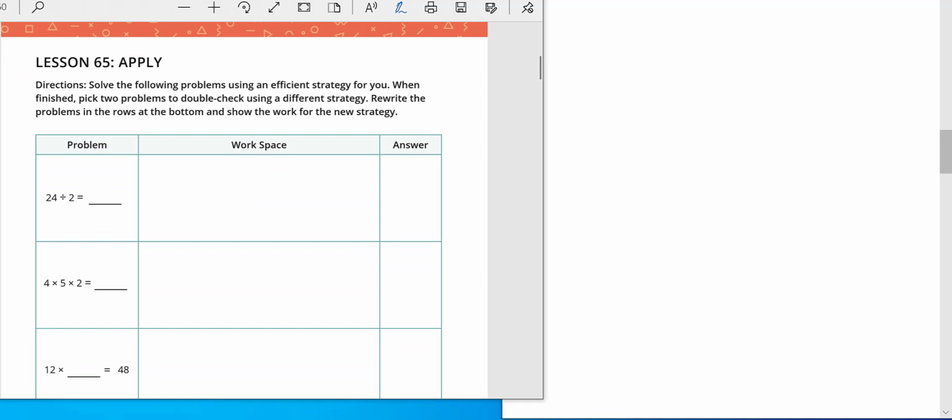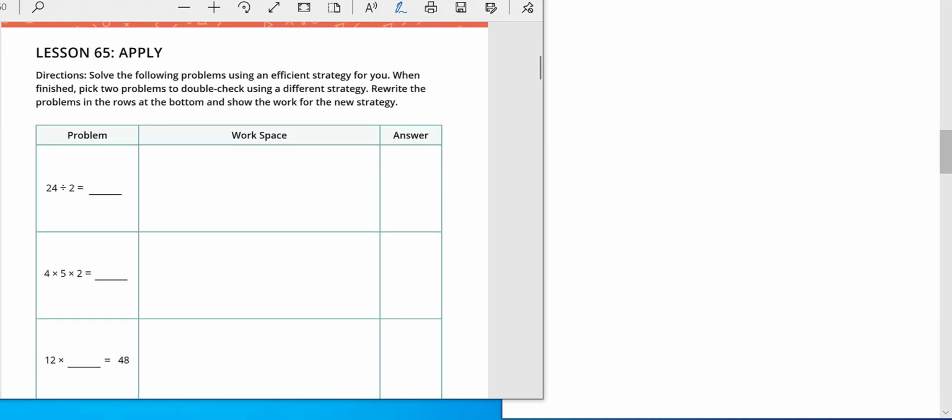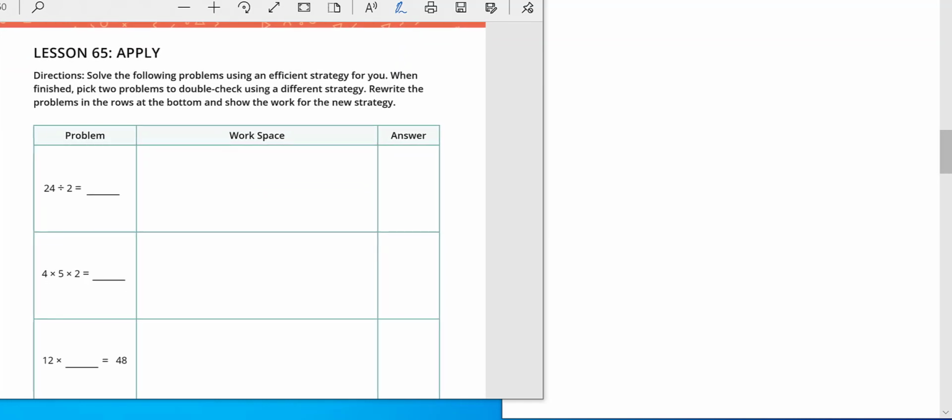He asked me to solve the following problems using an efficient strategy for you. When finished, pick two problems to double check using a different strategy. Rewrite the problems in the row at the bottom and show the work for the new strategy. So the first exercise is 24 divided by 2.